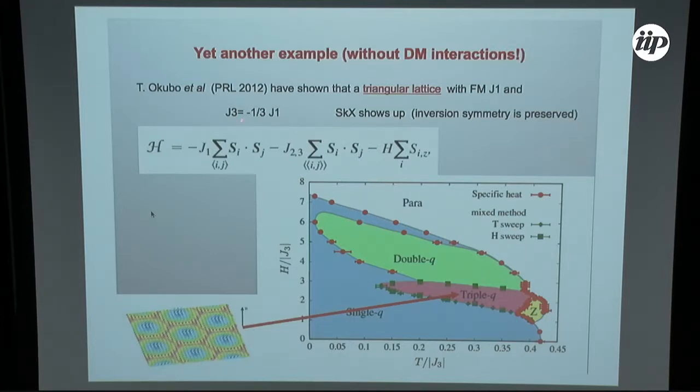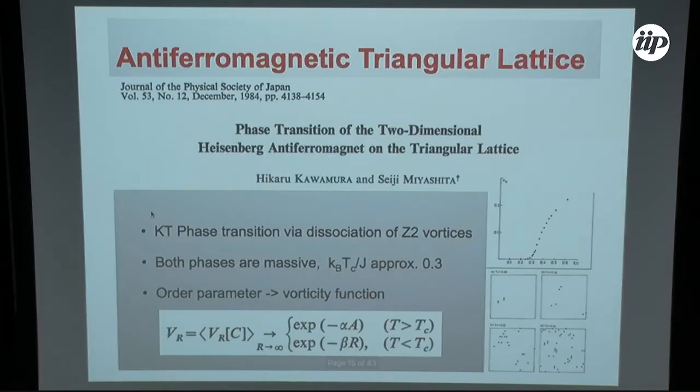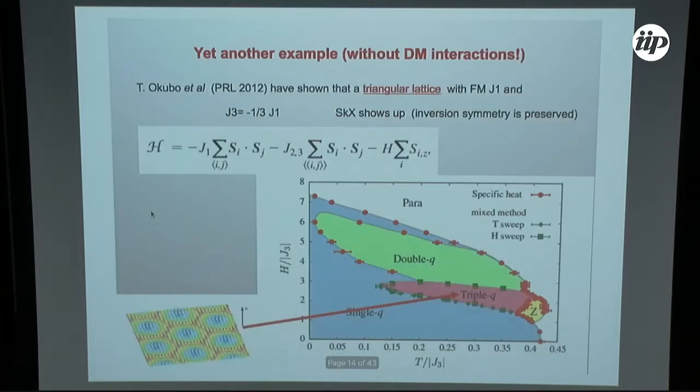J1 is positive and J3 is negative, yes. So it's antiferromagnetic. Okay, so then since I'm going to talk about... No, but not so small, no? It's 1/3. The point here is that this induces frustration, and this gives rise in a magnetic field. Without this Dzyaloshinskii-Moriya term, you get this Skyrmion lattice.